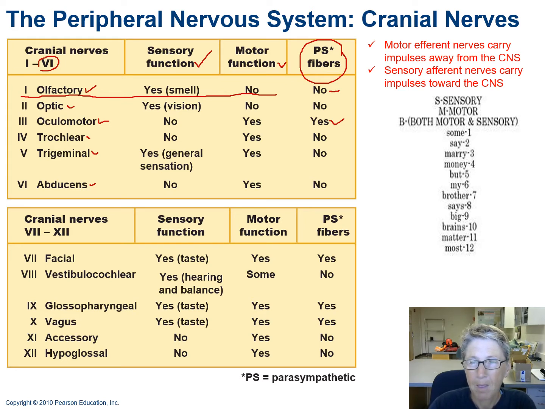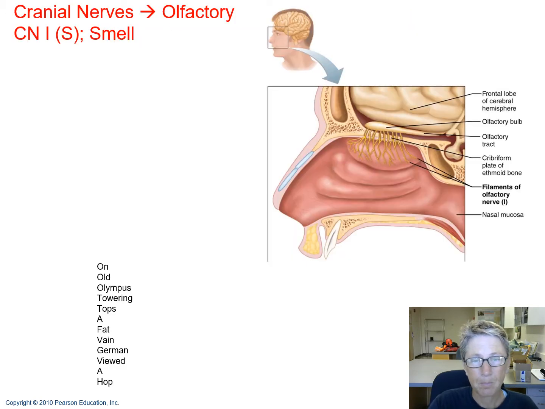Okay, and then I have here in red, it says motor efferent nerves carry impulses away from the CNS, just to remind you of that. And then sensory afferent nerves carry impulses toward the CNS. So let's look at each cranial nerve in turn. This is a cartoon of the olfactory cranial nerve number 1, the olfactory nerve, and we'll start here in the mnemonic I use. So O is on. In my on old Olympus towering tops, fat vein German view to hop.